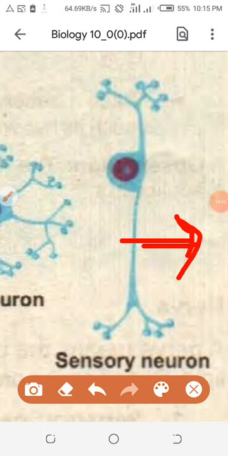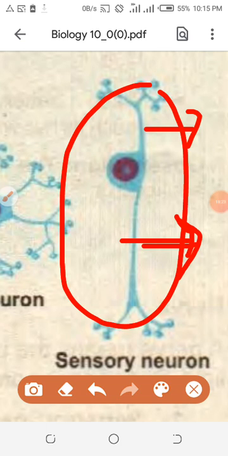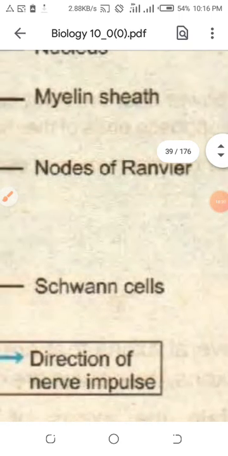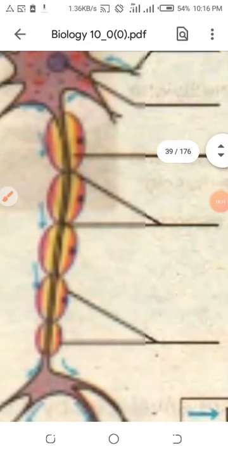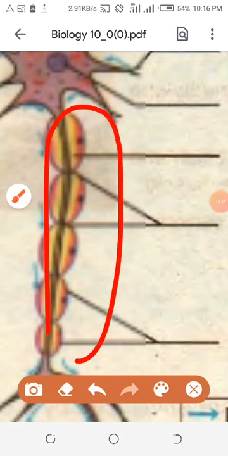This is axon. How will you identify axon and dendrite? Because this neuron will be given to you. This is a major problem in the neuron. When the sensory neuron is given to you, and I ask where the dendrite is and where the axon is, how will you understand? Because the axon here is small, and the axon here is large. Here in this case, this is all axon, and this axon is large. So how will you differentiate?